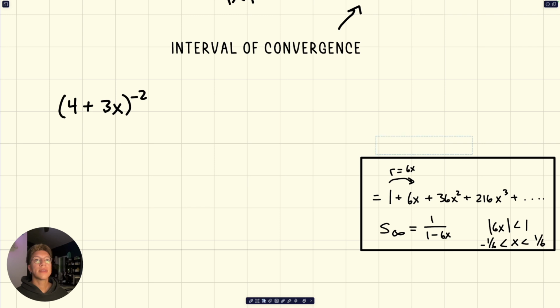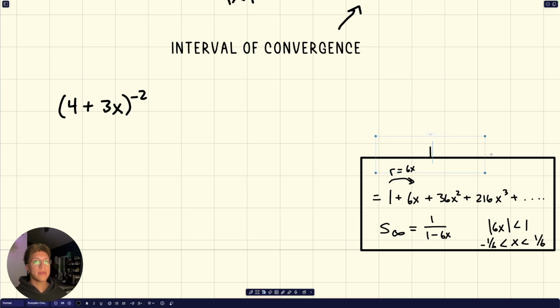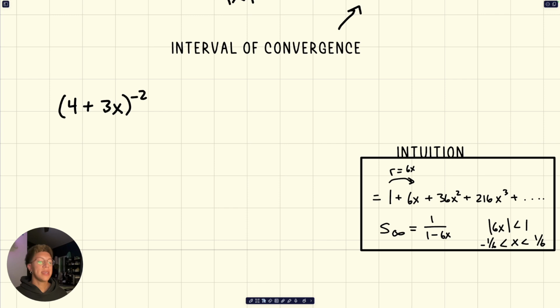This is some intuition that might help us do something more complicated like this. With a little bit of algebra, we can take this expression and change it into something that looks more familiar. If we factor 4 out of both of these terms, we get 1 plus 3 over 4 x, and then all of this is still raised to the negative 2 power. If you're uncertain if that's true, try multiplying your 4 into both terms, and you'll see that it does turn back into that expression. So these two are equivalent.